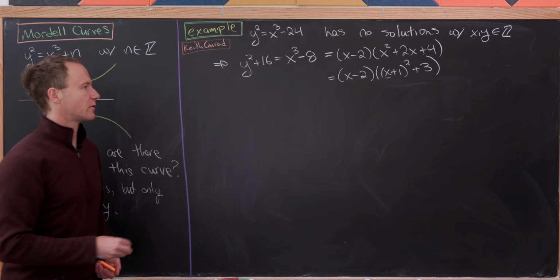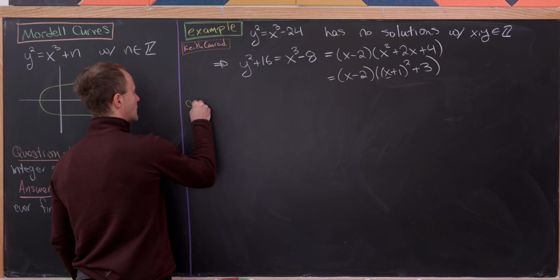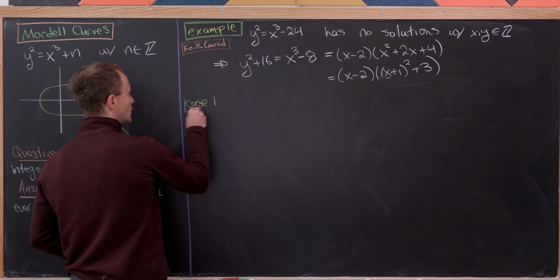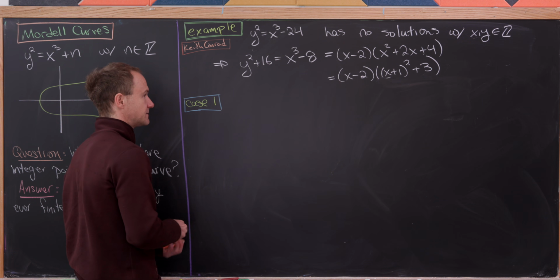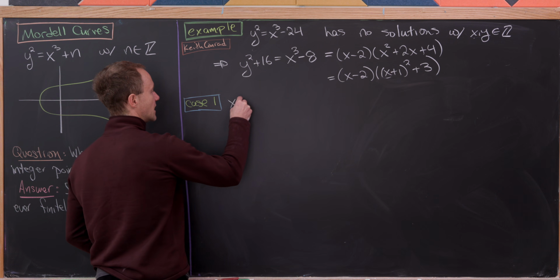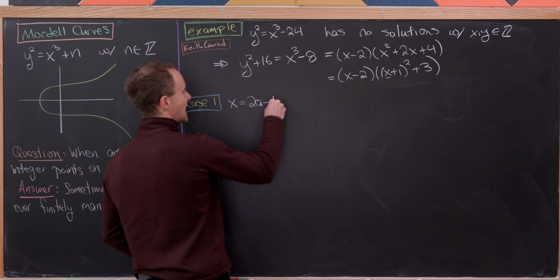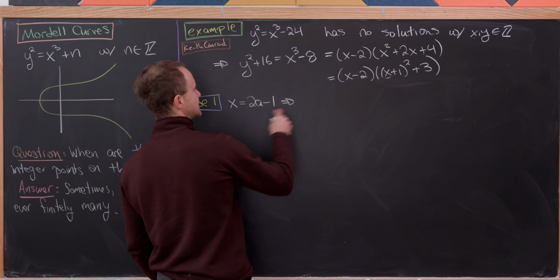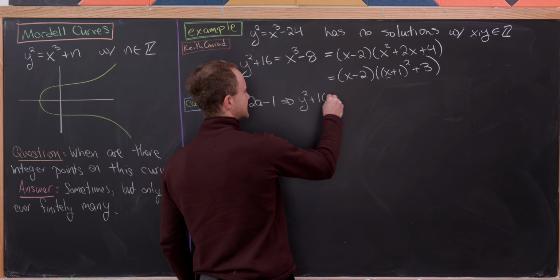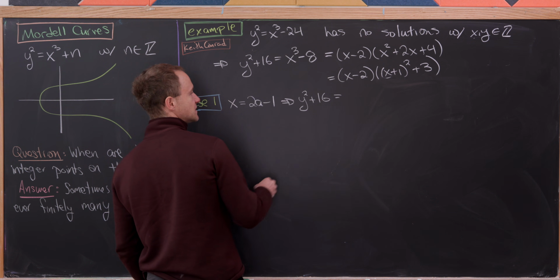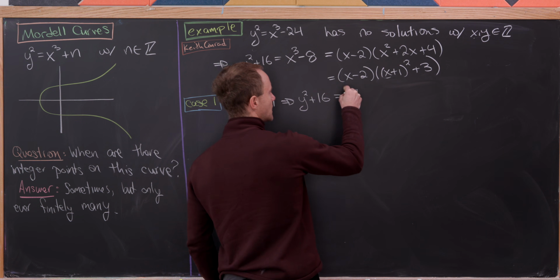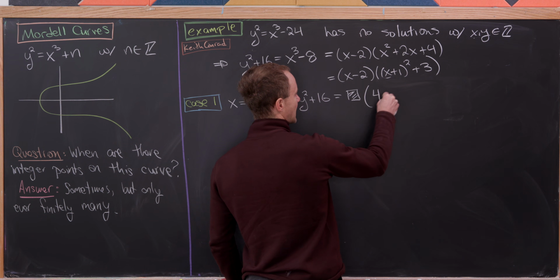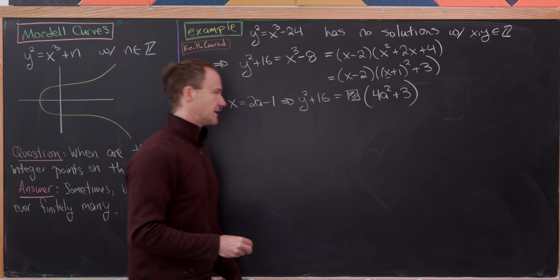And now that we have this set up, we're ready to go into our cases. We'll use not exactly the same cases that we did last time. We won't need quite as many. We'll simply need an odd case and an even case. So our first case is if x is odd, which means I can write x as 2 times a minus 1. Okay, but then let's plug that into our equation. We have y squared plus 16 equals some number, which is the x minus 2 part, and then over here, we're going to have 4a squared plus 3.